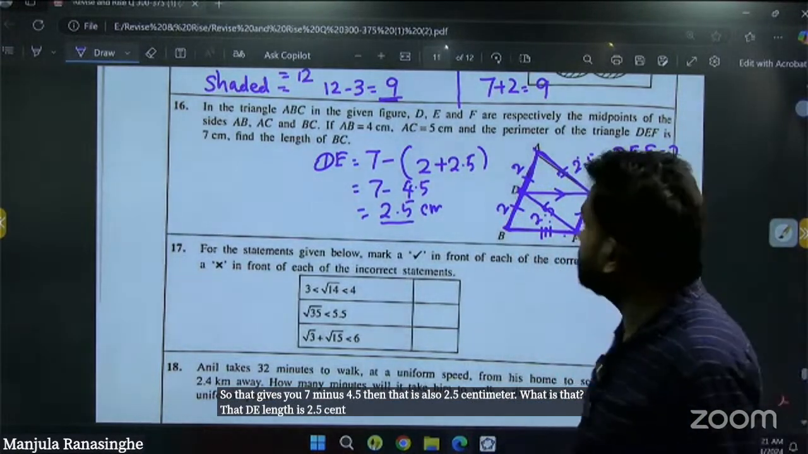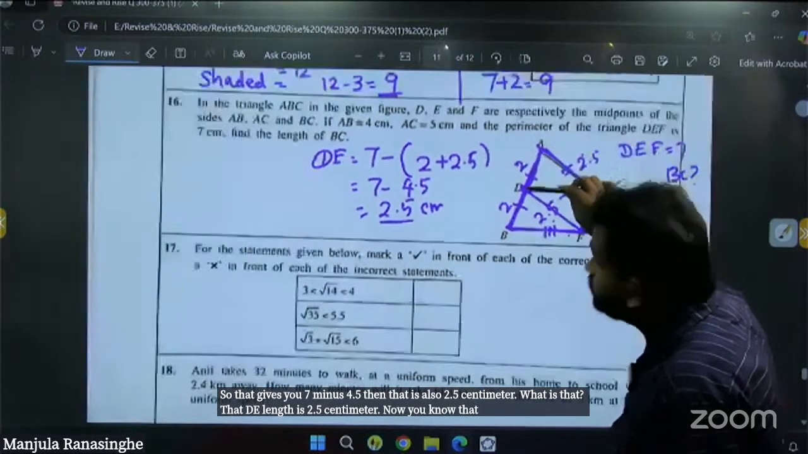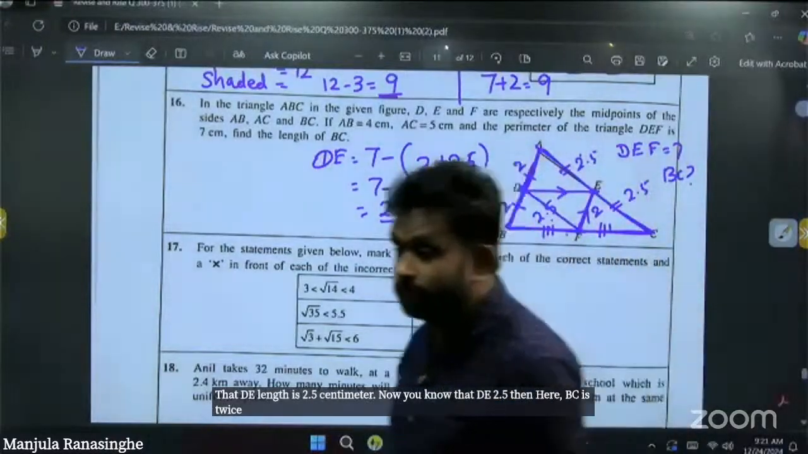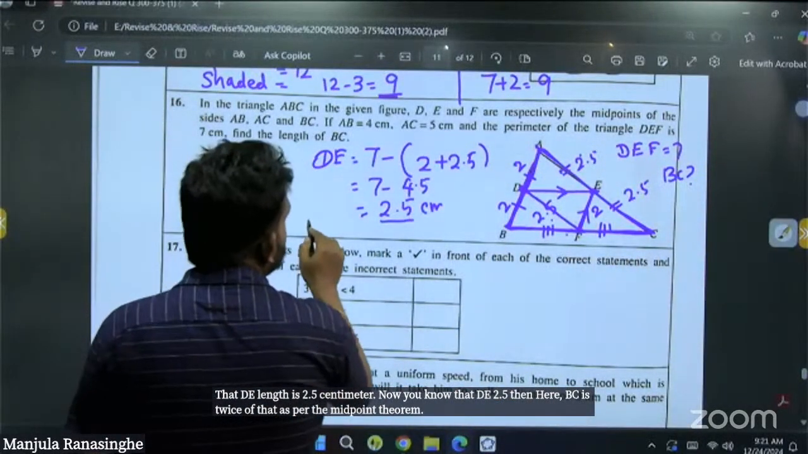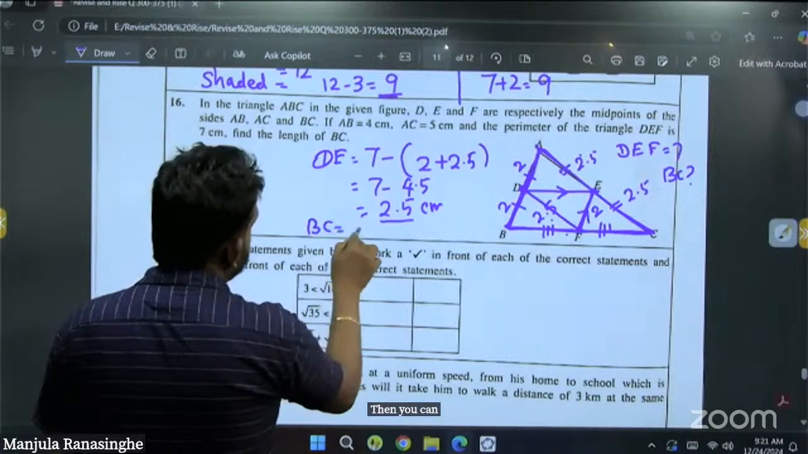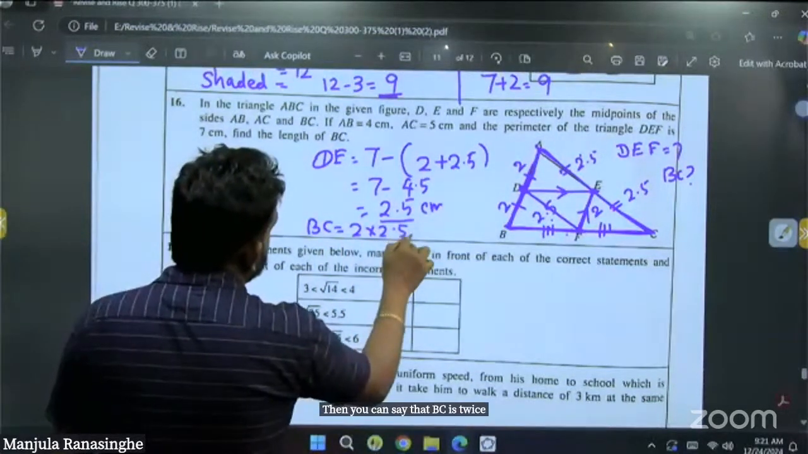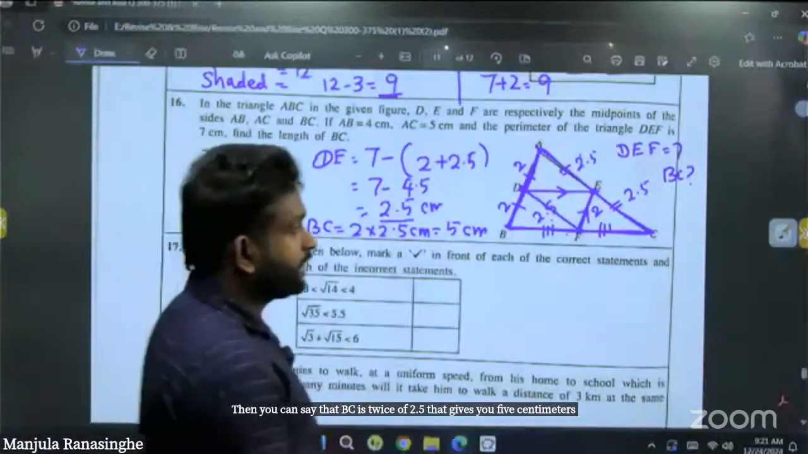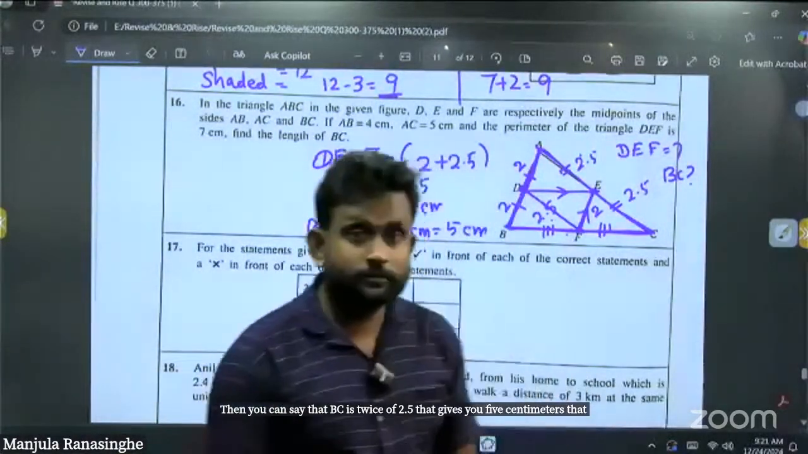Now you know that DE is 2.5, then BC is twice of that as per the midpoint theorem. Then you can say that BC is twice of 2.5. That gives you 5 centimeters.